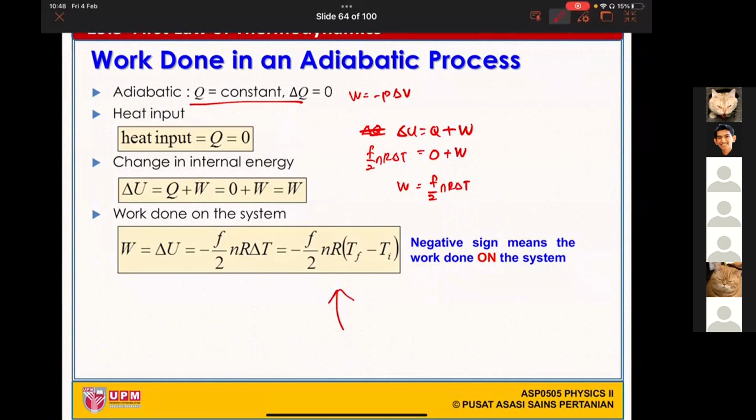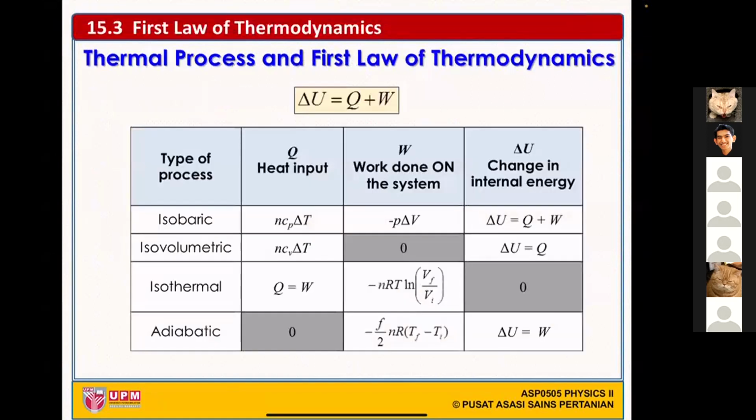Okay, this means that the work is done on the system. Okay. Alright. So ini adalah punya summary lah. Tapi pada saya, kalau kita faham, kita boleh apply saja. Pada saya tak nak awak hafal. Saya nak awak faham. Kita faham konsep the first law of thermodynamics kat sini.